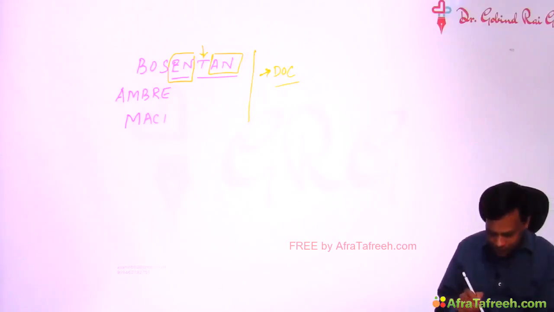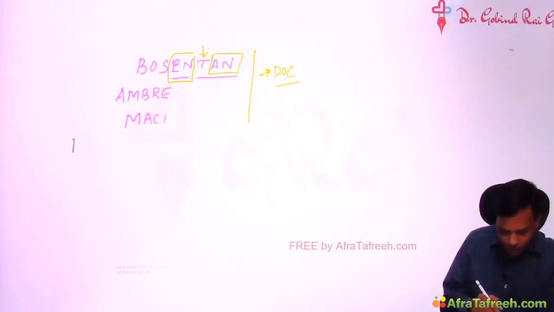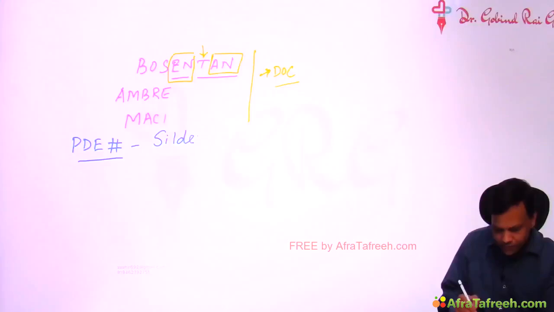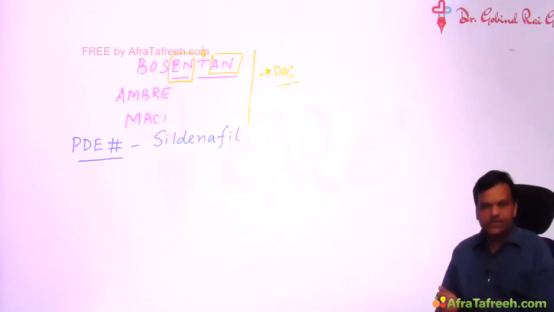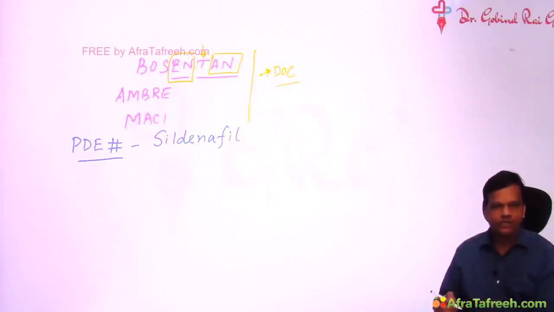Then we developed other drugs which are called phosphodiesterase inhibitors, like sildenafil. They can also be used in pulmonary hypertension. Sildenafil-like drugs are also effective in pulmonary hypertension.